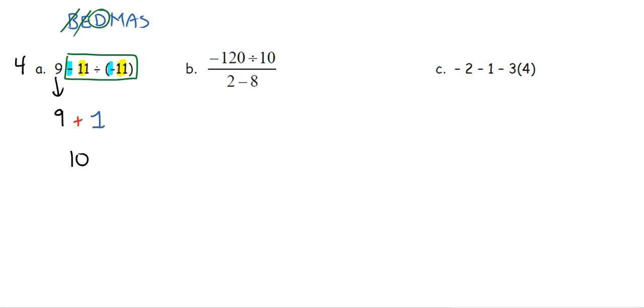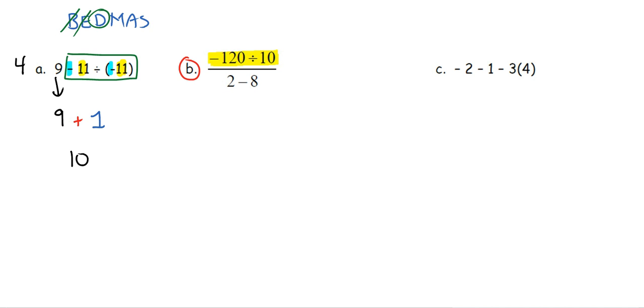Moving on to question number 4B here. For this kind of question, I recommend doing the numerator first and then doing the denominator, and then taking the final answer by dividing the numerator and the denominator. Now look at your numerator right here. I have negative 120 divided by 10.